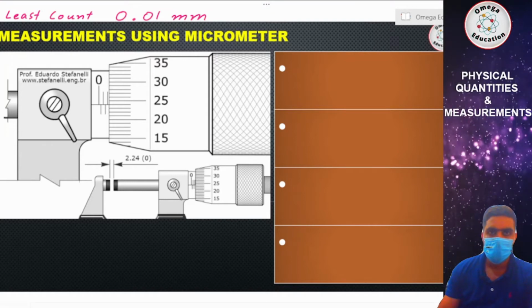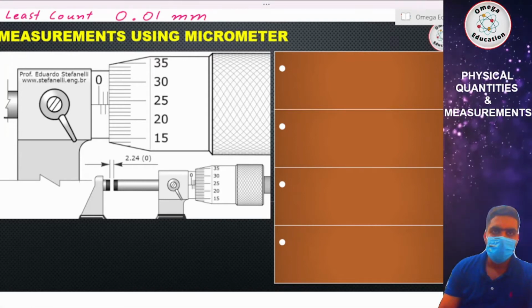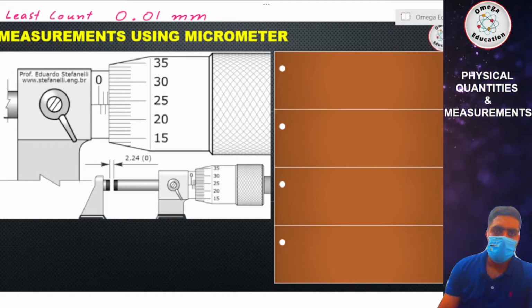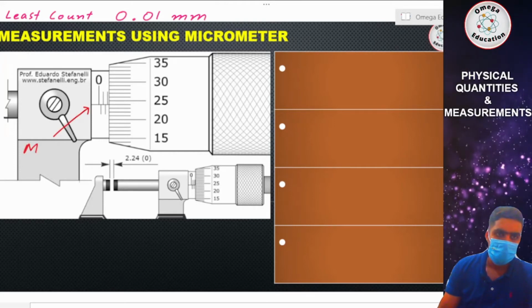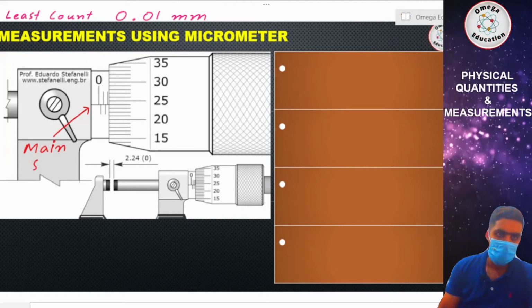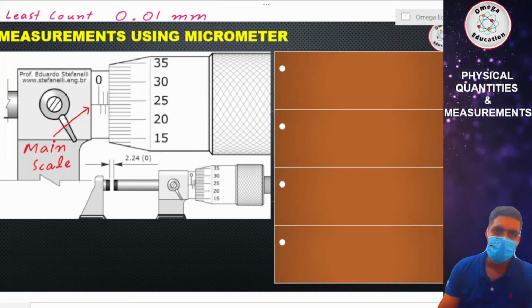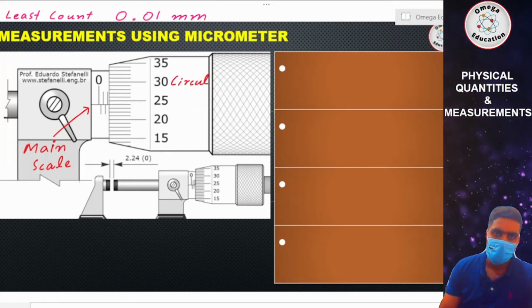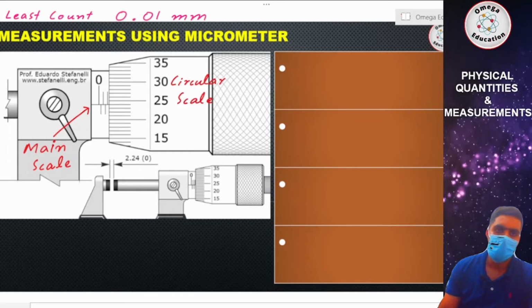And the thing about the structure of it is it consists of 2 scales. This one is called the main scale, and this one over here is called the circular scale, because it is in a circular shape. So, main scale and circular scale. These are the important parts.